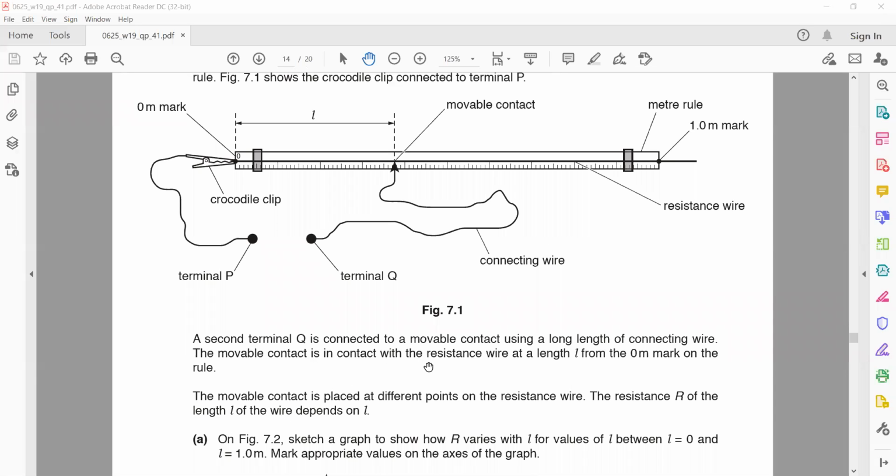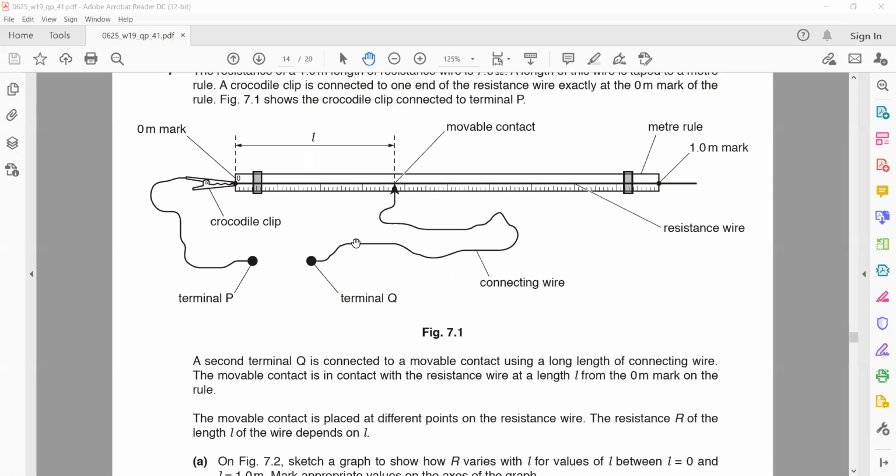The second terminal Q is connected to a movable contact. So we can change this position. Basically, what happens if we change this movable contact? Originally it is placed here, but we can change its position, and with respect to its position, the reading will change as the length will change.